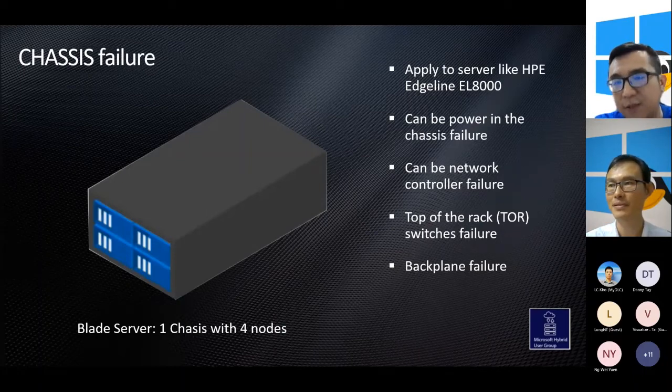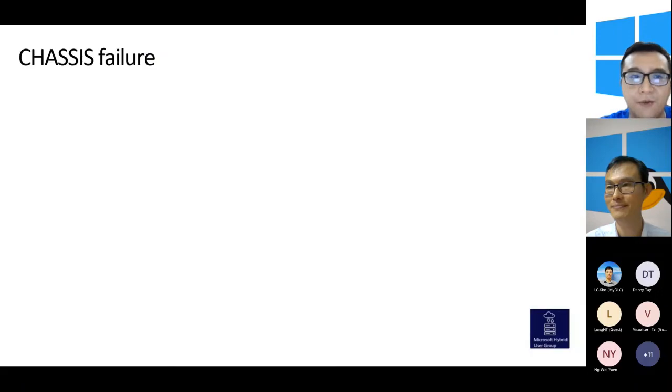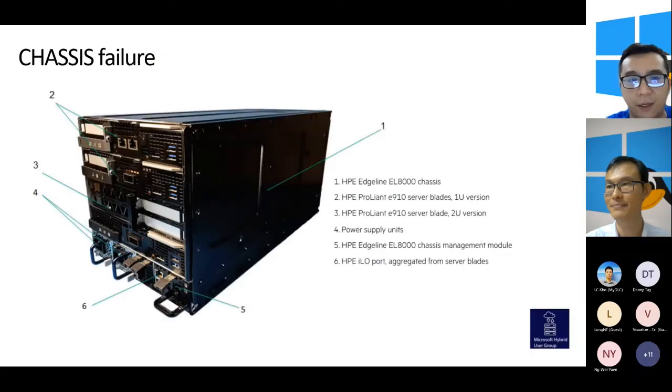For chassis failures, it can be the power in the chassis failing, a network controller failure, a top of the rack switch failure, or a backplane failure. These are categorized as a chassis failure. So here is an example of the chassis for the EL8000. It looks like this.